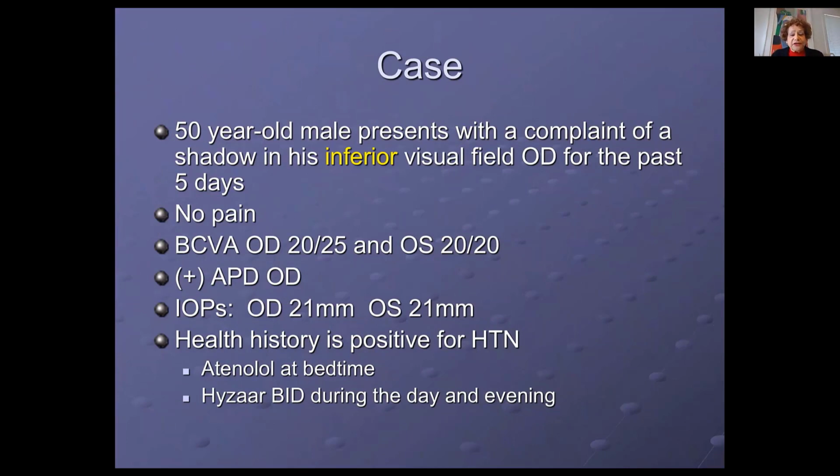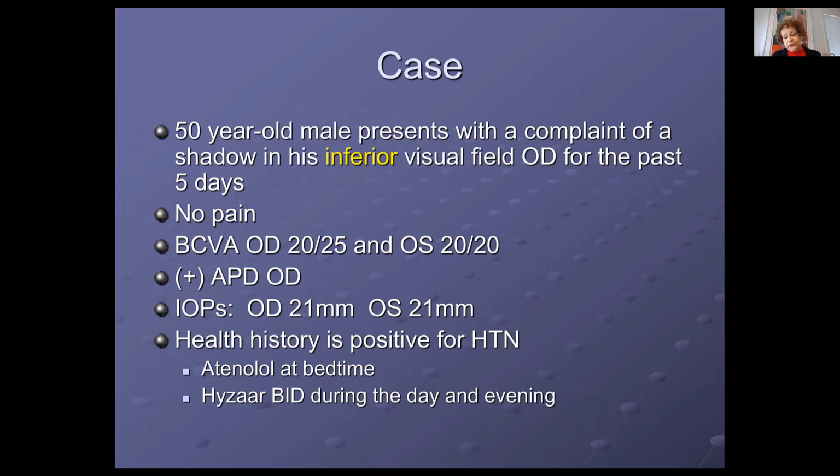So here's a case of a 50-year-old male who presents with a complaint of a shadow in his inferior field in the right eye for the past 5 days. Another inferior shadow. Again, people will come with inferior field loss as a chief complaint. No pain. Acuity was slightly reduced in the right eye compared to the left eye, but he had a positive APD in that right eye, which we don't typically see in glaucoma, unless it's really asymmetric glaucoma and it's much, much worse in one eye. The IOPs were slightly elevated.